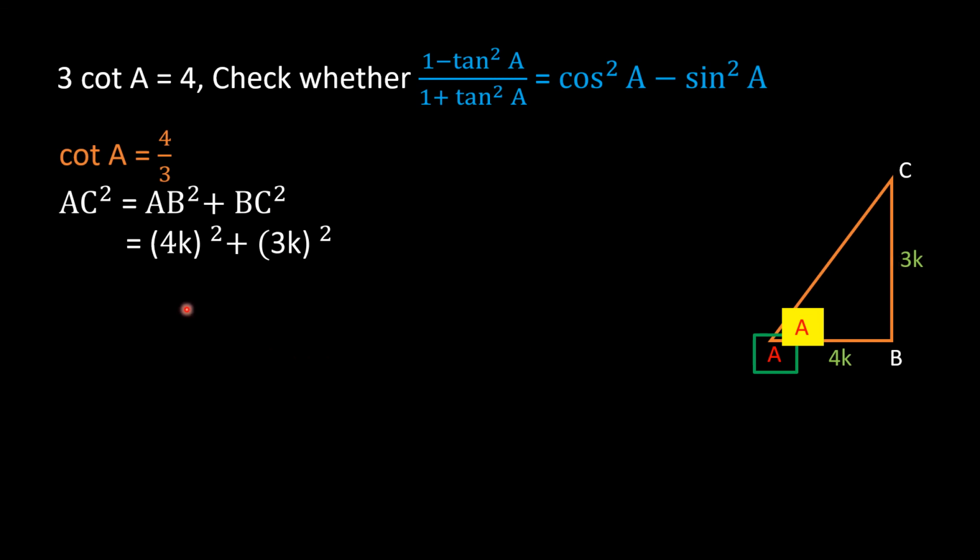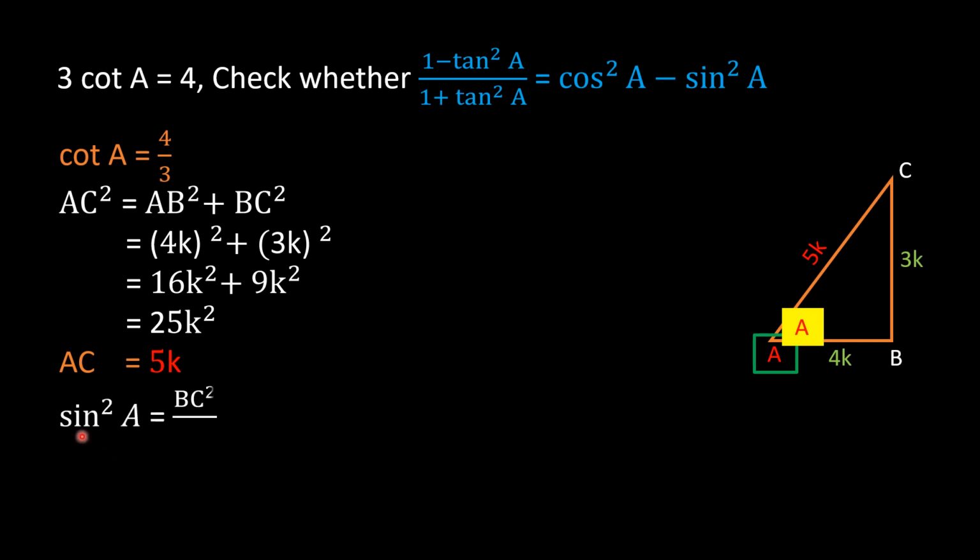So 4k whole squared will be 16k squared, 3k whole squared will be 9k squared, 16 plus 9 will be 25k squared. So AC will be under root 25k squared, that will be 5k. So we will write AC equals 5k here. Now we have all the three sides of this right triangle. So now we will find out tan square A, cos square A and sin square A.